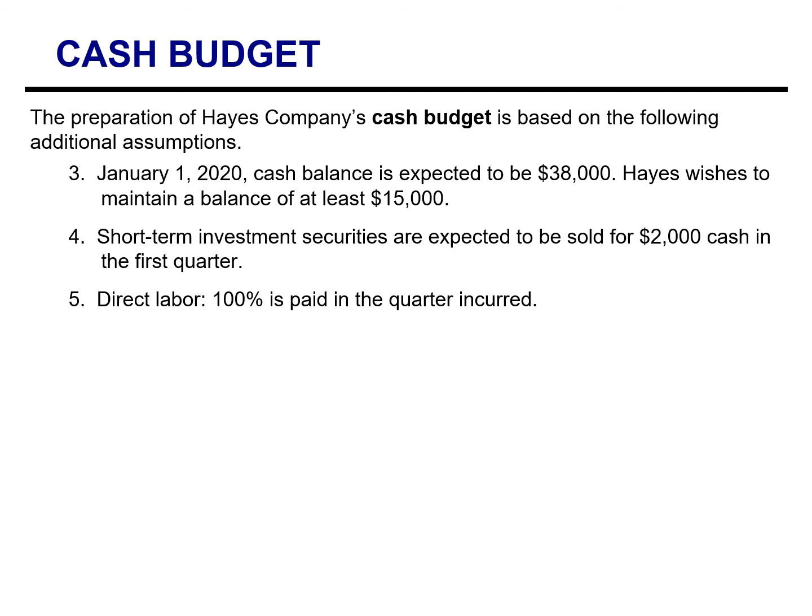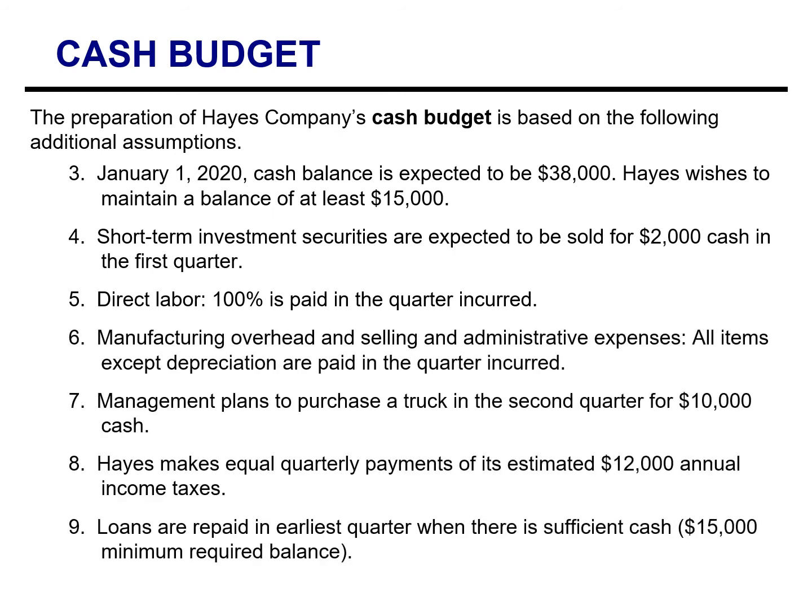So to obtain the direct labor payments, you simply need to look at the direct labor budget. Manufacturing overhead and the selling and administrative expense payments are paid in the quarter incurred. I want you to go back to both of those budgets and simply include all the items except depreciation.